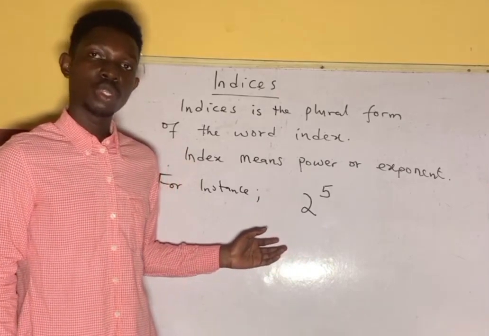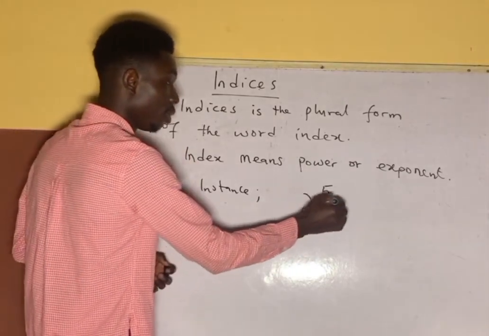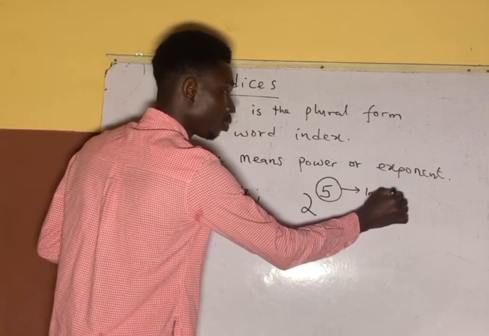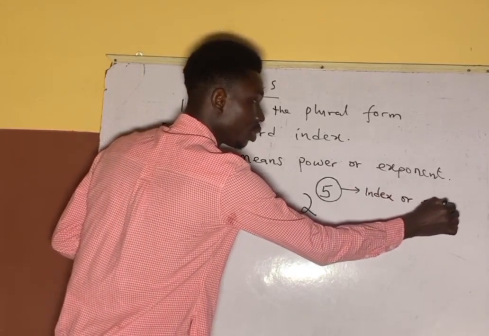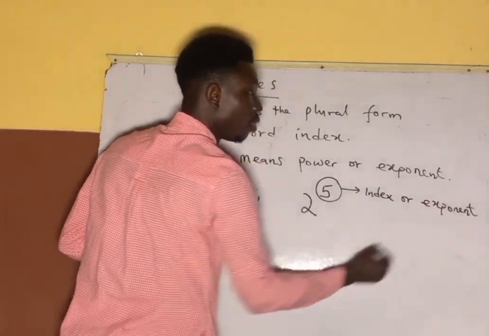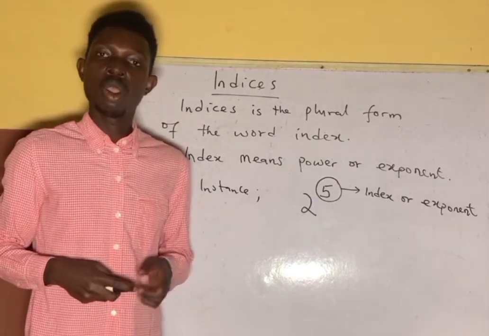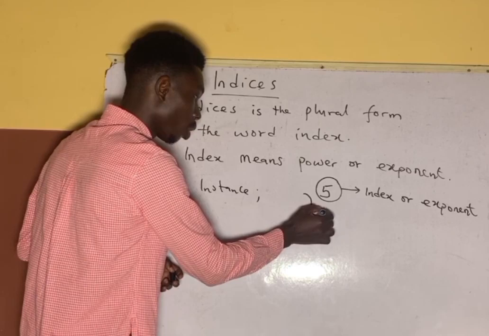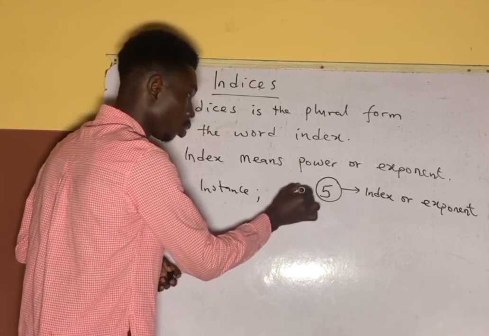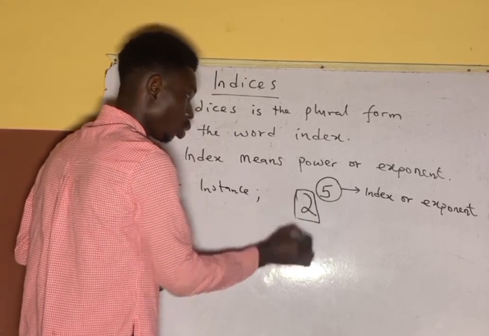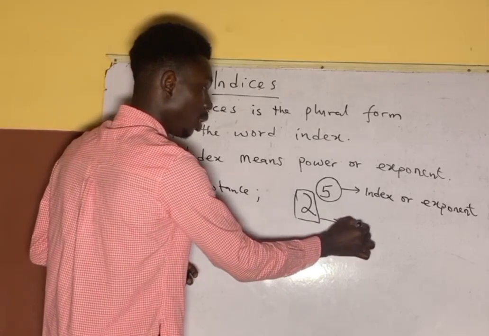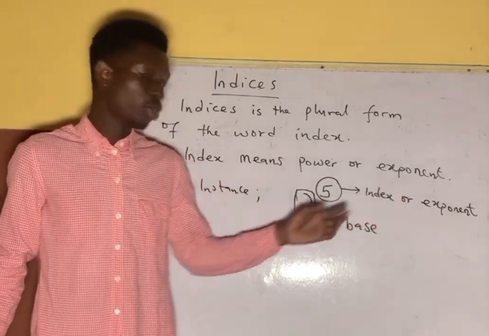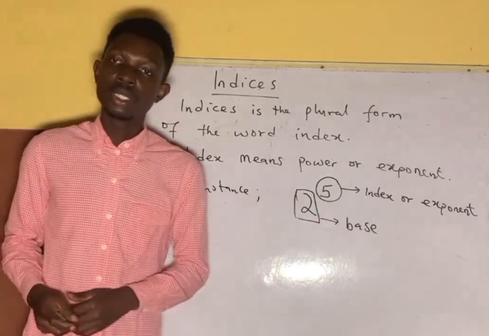We have the number 2 raised to the power of 5. 5 is called the index number or exponent, while 2 is called the base number.